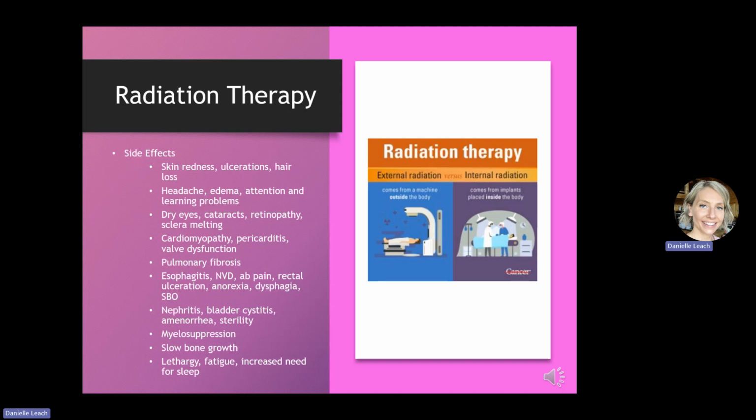It could also lead to myelosuppression, which is basically when bone marrow activity is decreased. So then the person can be anemic or neutropenic or thrombocytopenic. Slow bone growth in children, and then other more vague symptoms like being tired, lethargic, and an increased need for sleep.